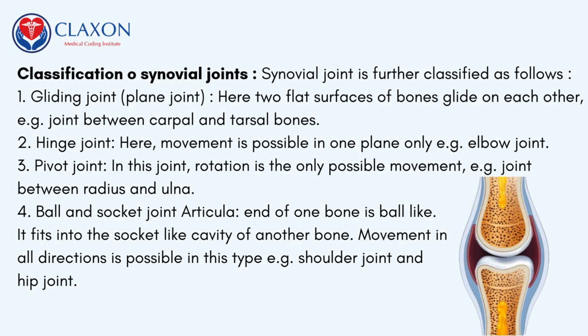Classification of synovial joints. Synovial joint is further classified as follows. 1. Gliding joint, or plane joint, where two flat surfaces of bones glide on each other. 2. Hinge joint, where movement is possible in one plane only. 3. Pivot joint, in which rotation is the only possible movement. 4. Ball and socket joint, where the articulate end of one bone is ball-like. It fits into the socket-like cavity of another bone. Movement in all directions is possible in this type. Example: shoulder joint and hip joint.